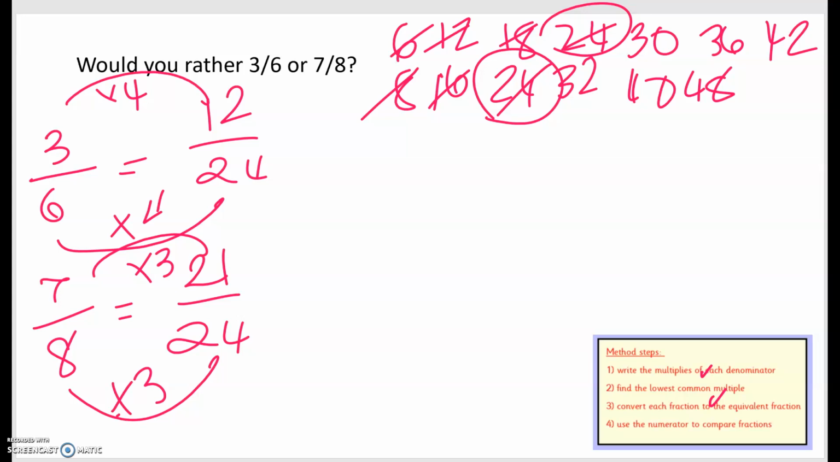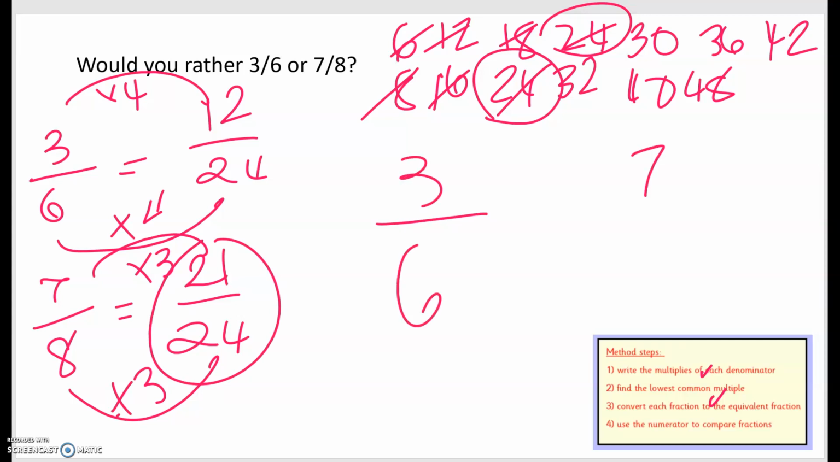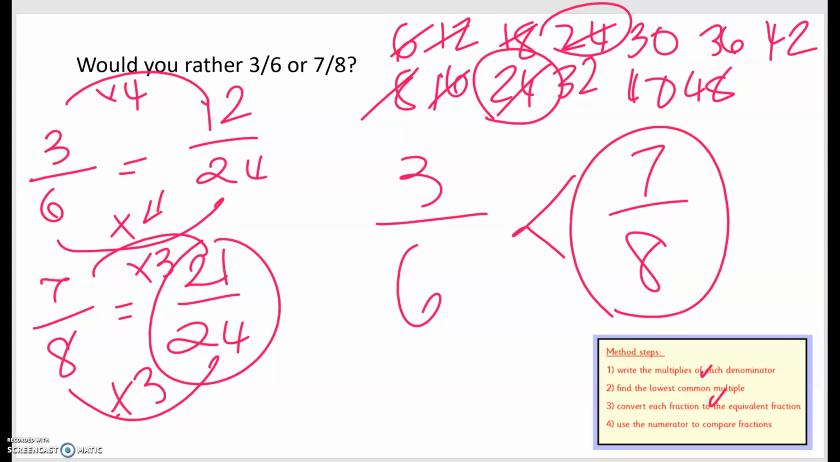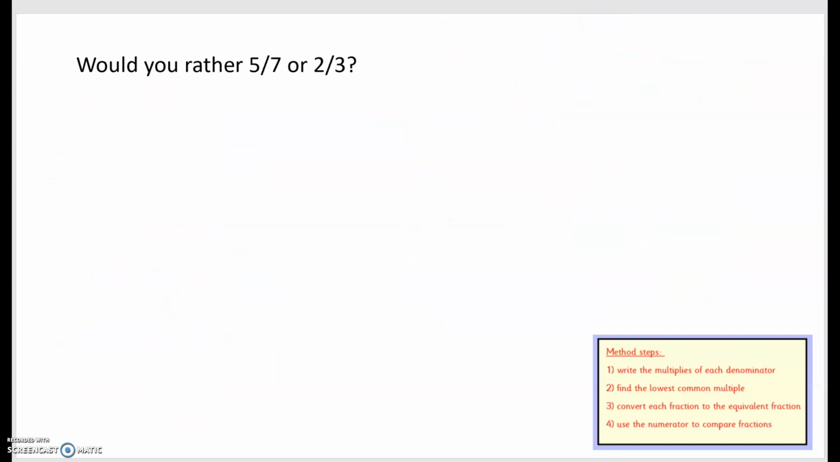Now I don't know about you, but I'd rather have 21 pieces of cake than 12 pieces of cake, so 3/6 or 7/8. I know that 3/6 is less than 7/8, so I would rather have 7/8. Let's try another one. I've got 5/7 or 2/3.